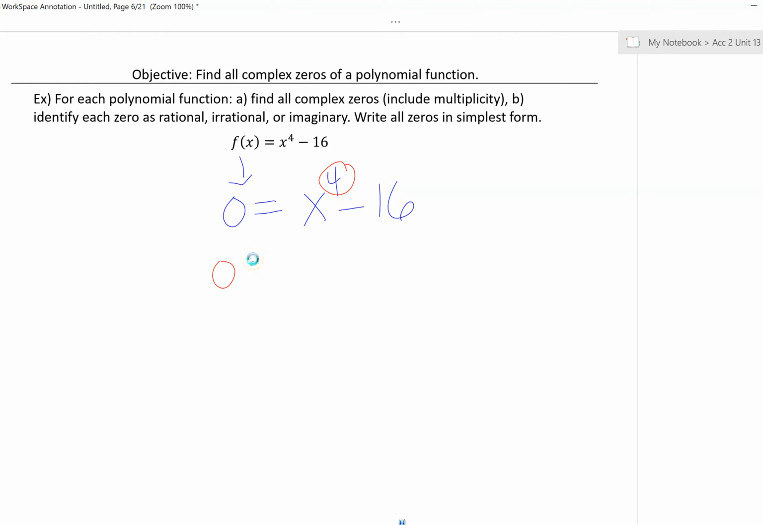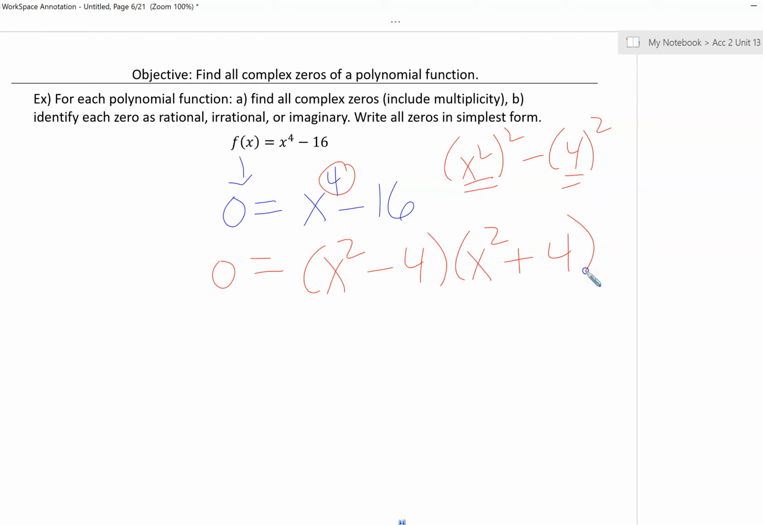So this is a difference of 2 squares. This is x squared minus 4 squared. Remember, we have to use x squared and 4. So we have x squared minus 4 and x squared plus 4. Now we could actually stop our factoring, although we could, if we wanted to, factor x squared minus 4 further, because it's also a difference of 2 squares. We could not do that with x squared plus 4, because it's a sum, so there's no factoring possible for that one over the set of real numbers.